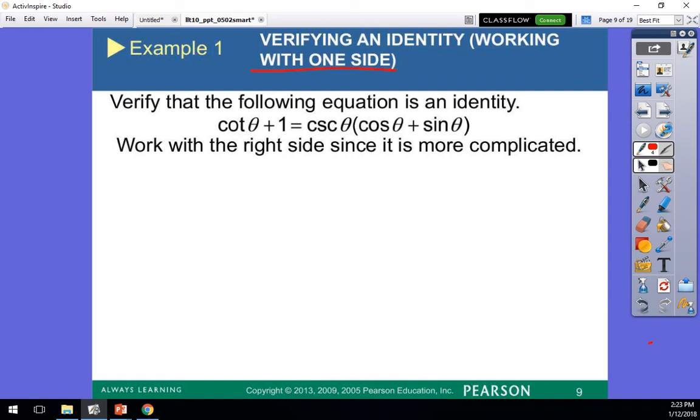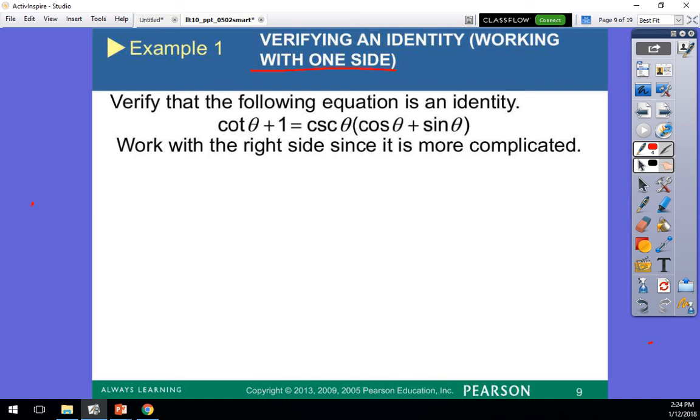Okay, so we're going to make each side match. To verify an identity, we're going to make the left side match the right side. Sometimes a little bit confusing, sometimes gives you a pain in the butt, but they always work out. And it doesn't always have to be the same side. It could be either side, the one that looks easier. By looking at that, I have cotangent plus 1 is equal to cosecant times quantity of cosine plus sine. Okay? Let's translate this first.